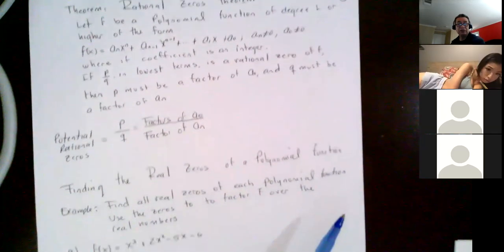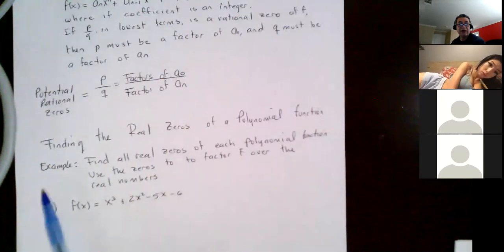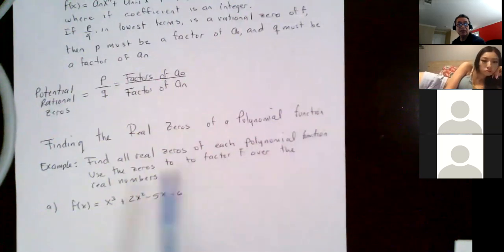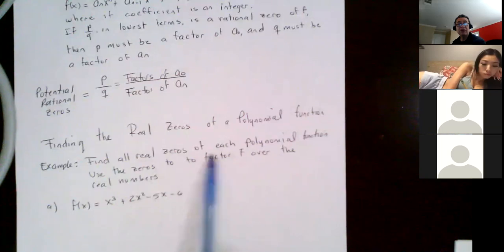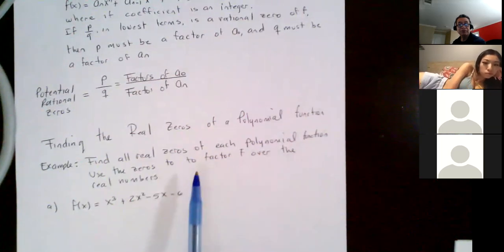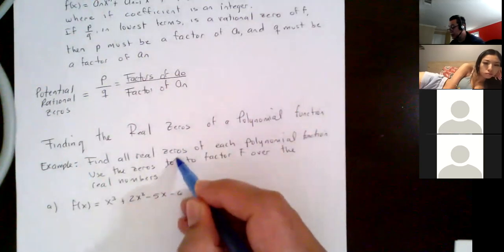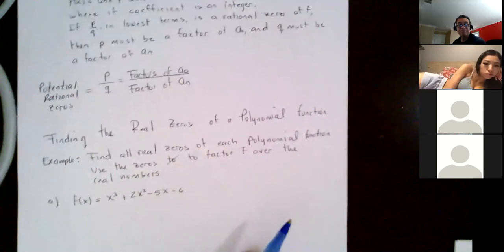All right, so we're going to try an exercise right now. It says finding the real zeros of a polynomial function. It says find all real zeros of each polynomial function. Use the zeros to factor f over the real numbers, okay?